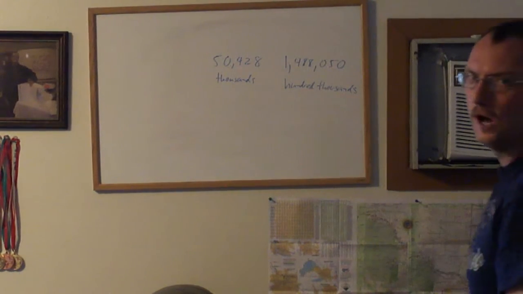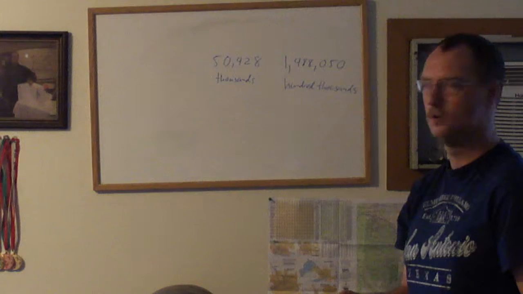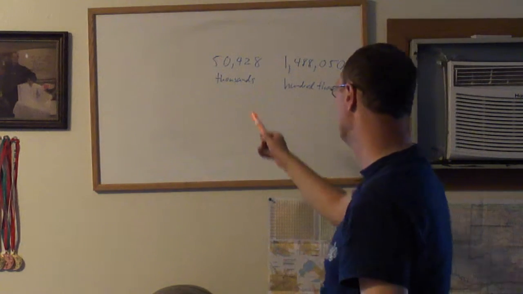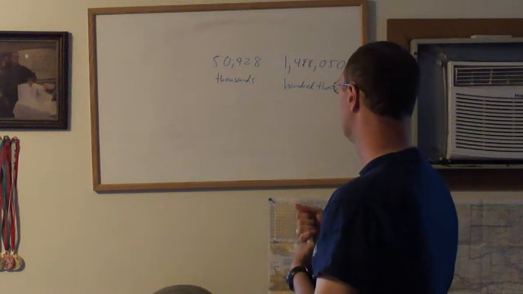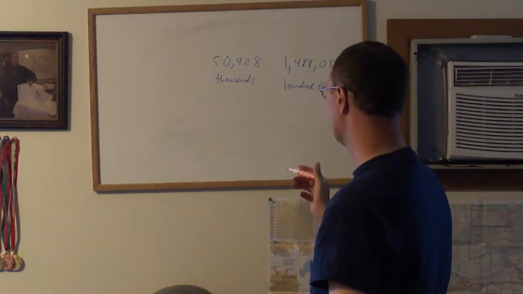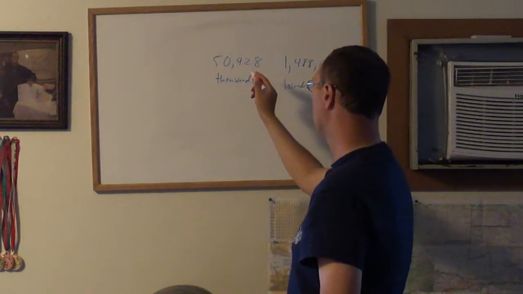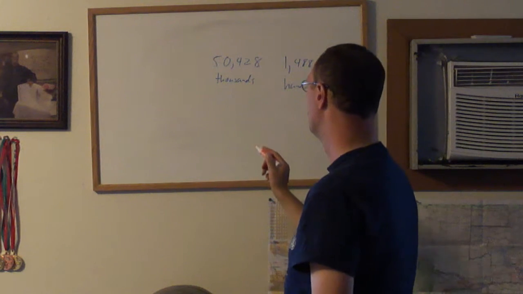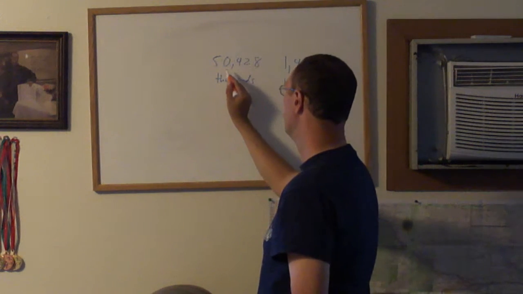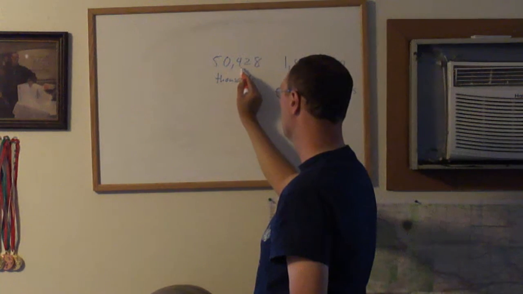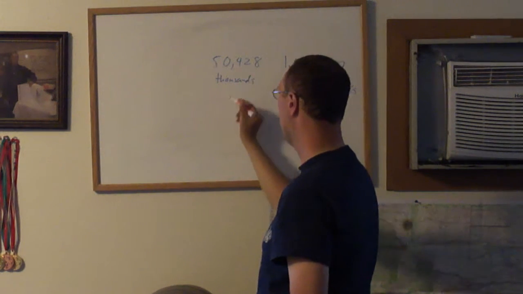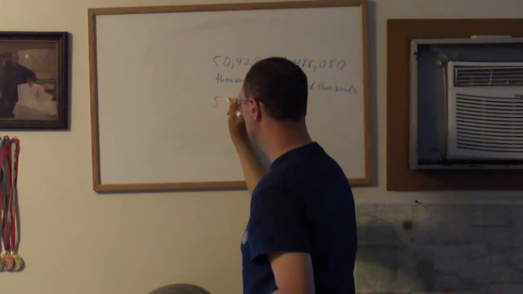And a short quiz of rounding whole numbers. I asked you to round two numbers. Now, number one, 50,428 to the nearest 1,000. The zero has 1,000 plus a 4,700?? That is less than 5, so it stays at 50,000.